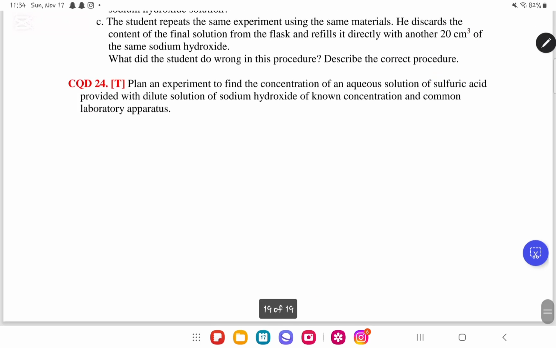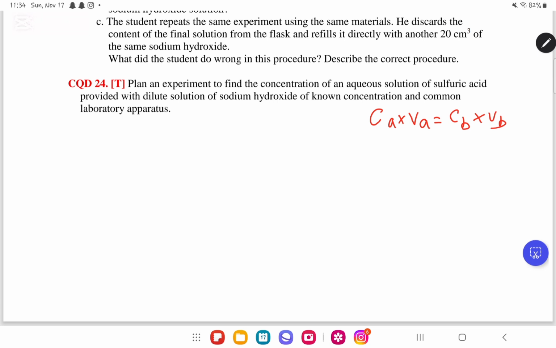Now 24 top, which I believe they meant 25 top. Plan an experiment to find the concentration of an aqueous solution of sulfuric acid provided with a dilute solution of sodium hydroxide of known concentration and common laboratory apparatus. Very simply, here is where we're going to apply concentration acid times volume acid is equal to concentration base times volume base. But we need to apply it in the experiment. How are we going to do this?